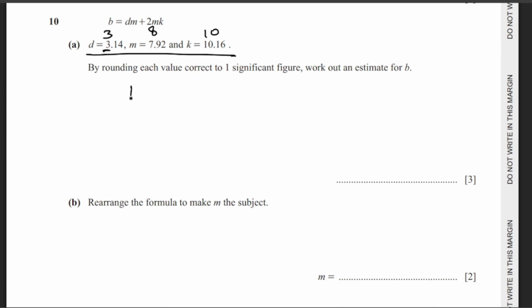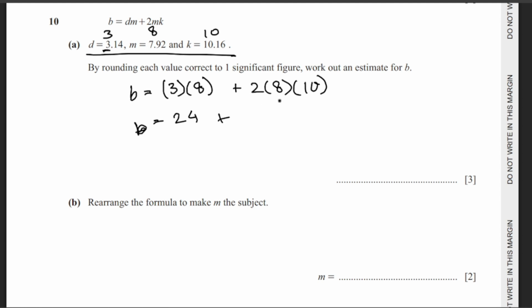Okay, so now you're just going to input these values into the equation to find an estimate for b, right? b equals d times m. d is 3 and m is 8, plus 2m, which is 8, k, which is 10, right? 3 times 8 would be 24.